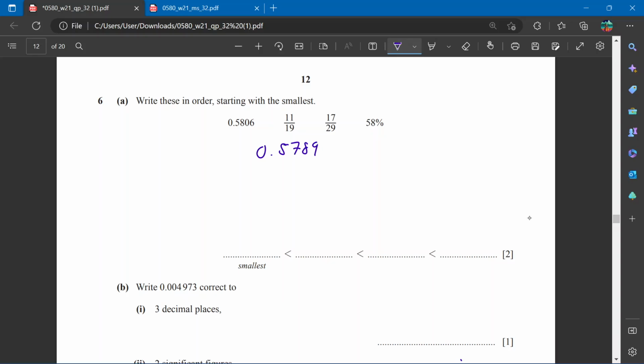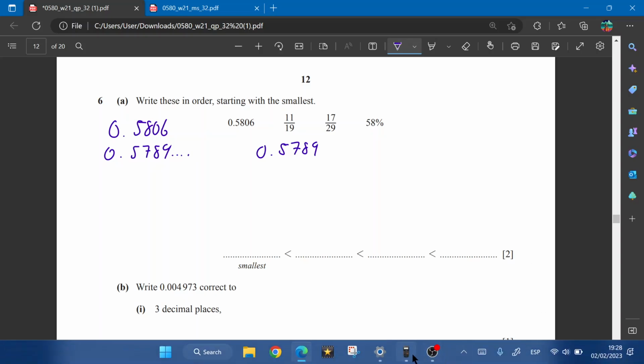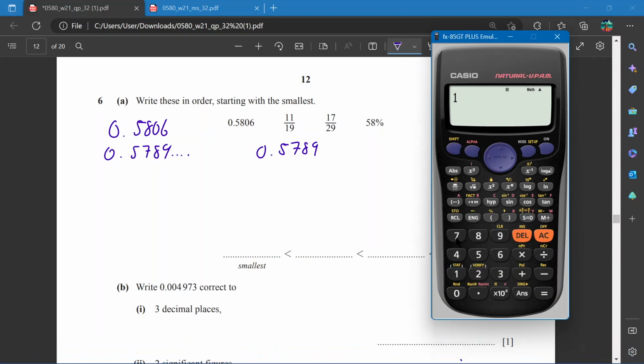Okay, you know what, write them over here, because if you line them up, okay, I'm doing 4 decimal places because the first one is 4 decimal places. It will make it a lot easier to compare them. And then we do the 17 divided by 29. That gives us 0.5862.